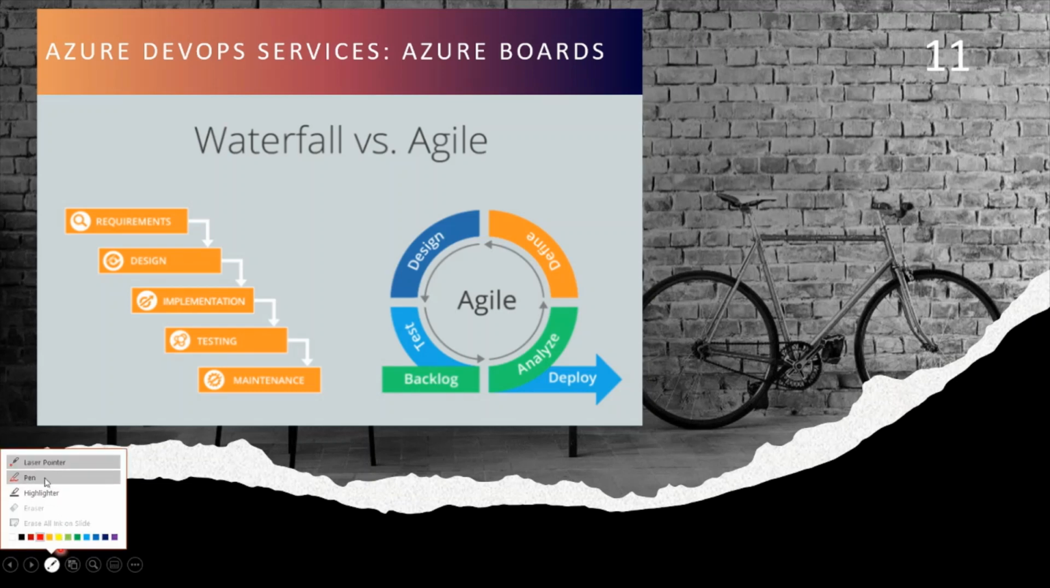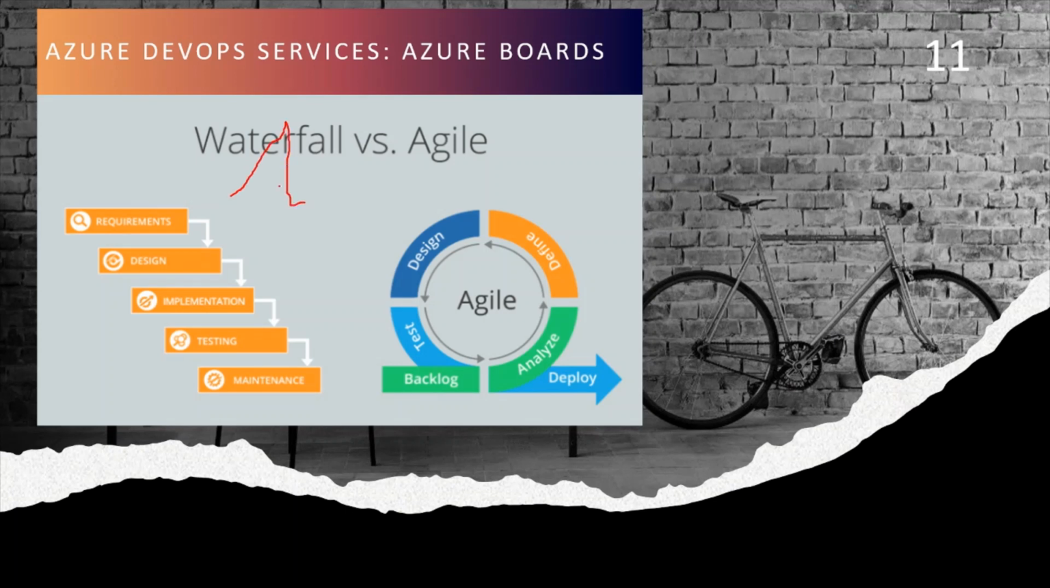So simply, let's say he requested something like this. My drawing is really bad. And you delivered something like this.